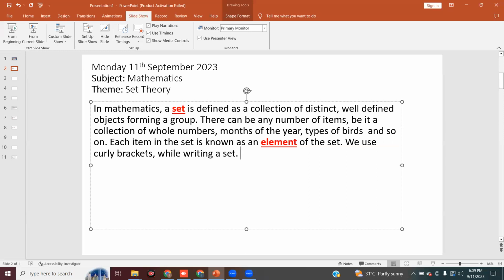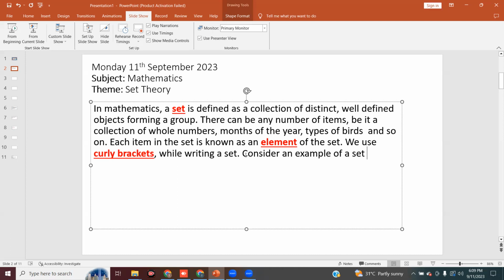When we write a set, you have to use curly brackets. This is very important. Some persons like to write sets without writing curly brackets. You need to put your curly brackets when you're writing a set. So consider an example of a set.